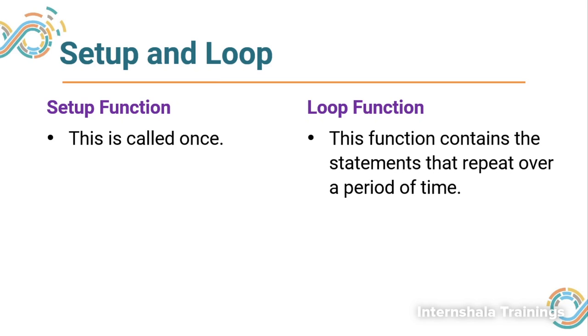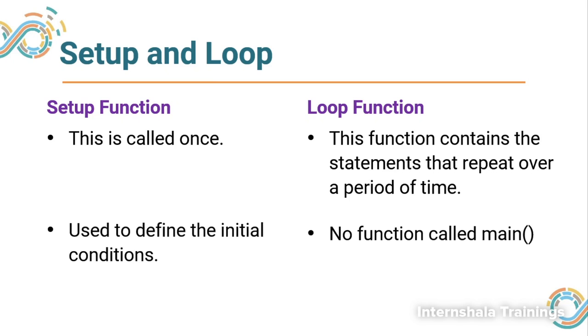And loop is the function which will keep on repeating. It's a set of statements that you want to repeat over a period of time, like getting sensor data, processing it, and running a motor. This thing will keep on happening again and again, but defining at what pin the sensor is connected, at what pin the motor is connected, that will go to the setup function. So these are the two things that you have to write definitely in an Arduino sketch.